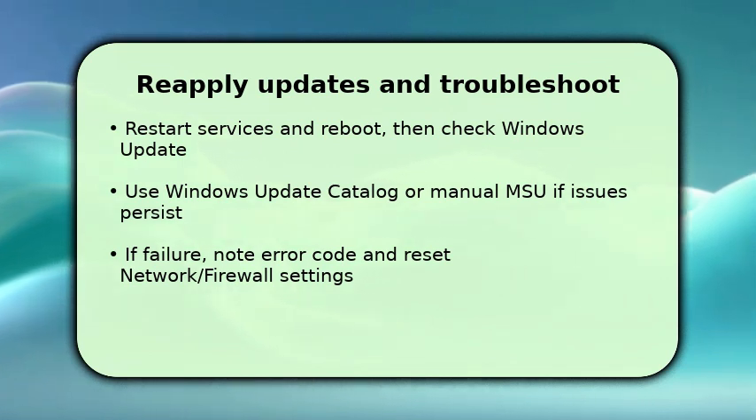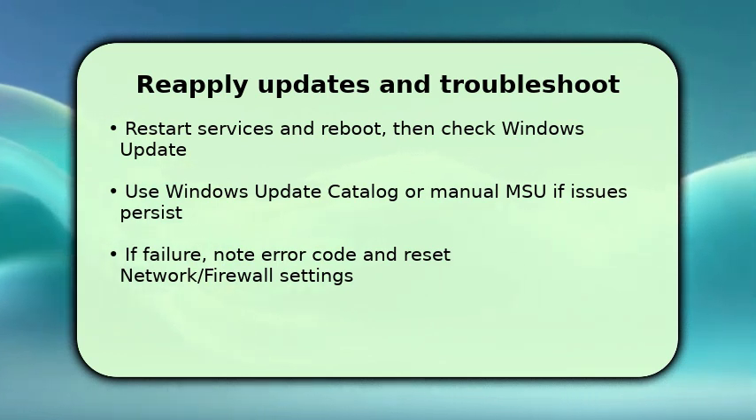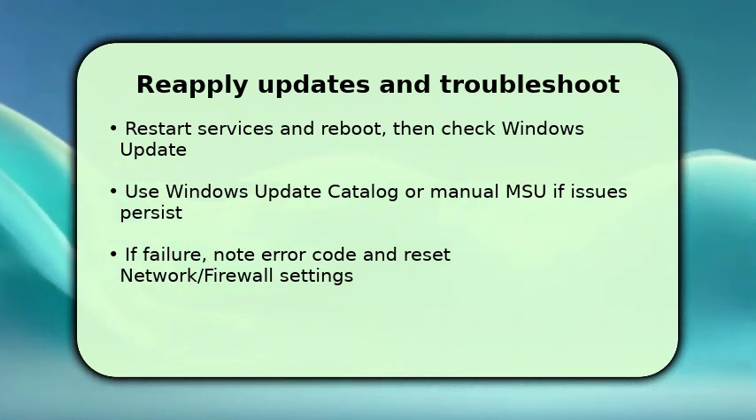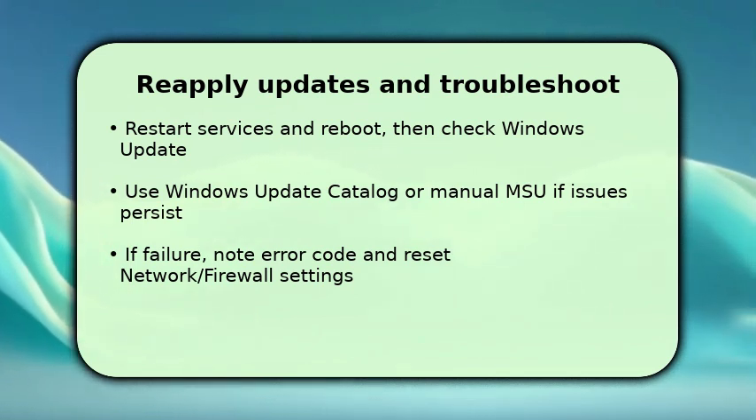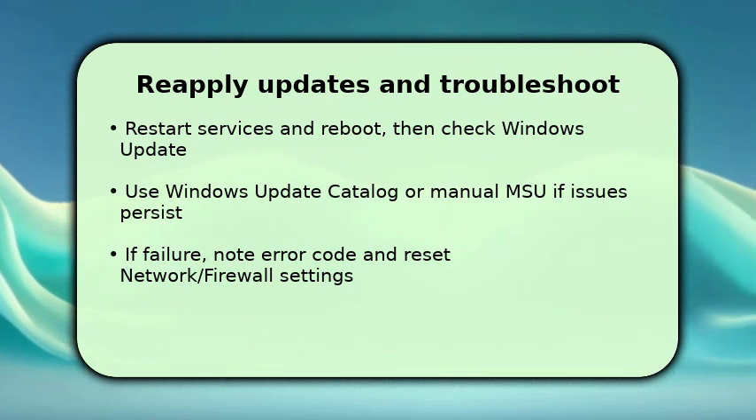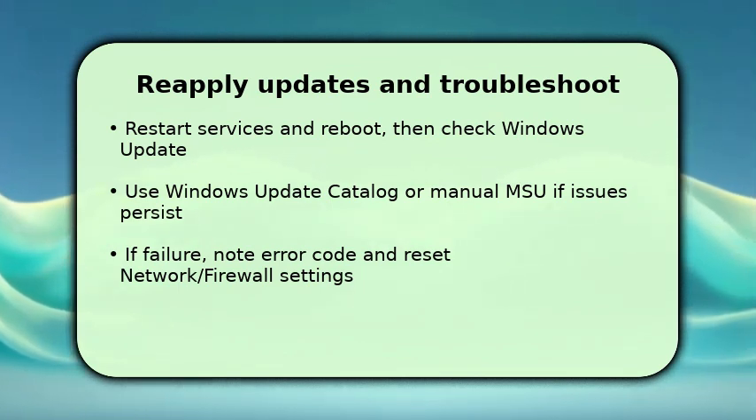If Windows Update still fails, download the specific cumulative update from the Microsoft Update Catalog or apply the MSU manually. If problems persist, capture the error code, reset your network and firewall settings, and try again. Knowing the code speeds targeted troubleshooting and avoids wasted steps.